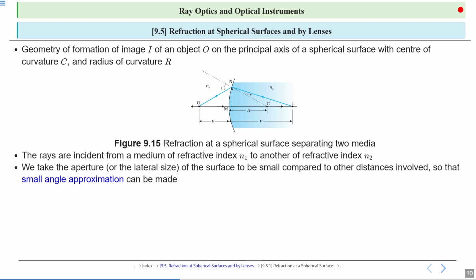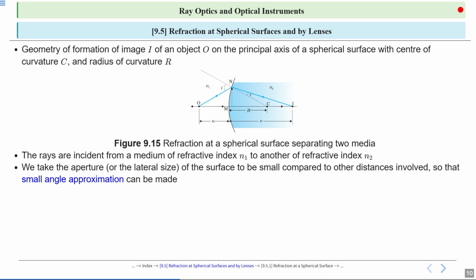So we take the aperture or lateral size of the surface to be small. So what is aperture? It is the effective diameter of this surface, that diameter that is joining the two ends of this spherical surface. That is the effective diameter. That is not the actual diameter.